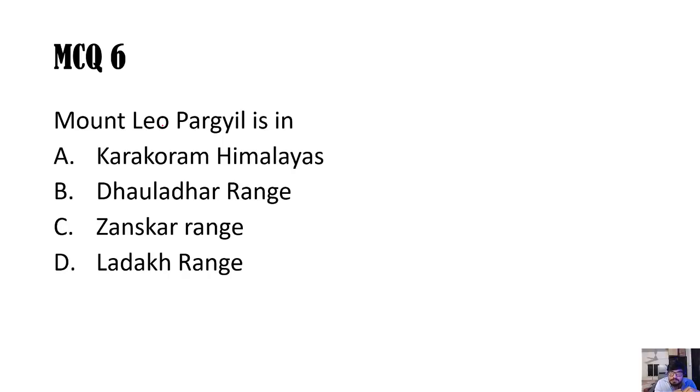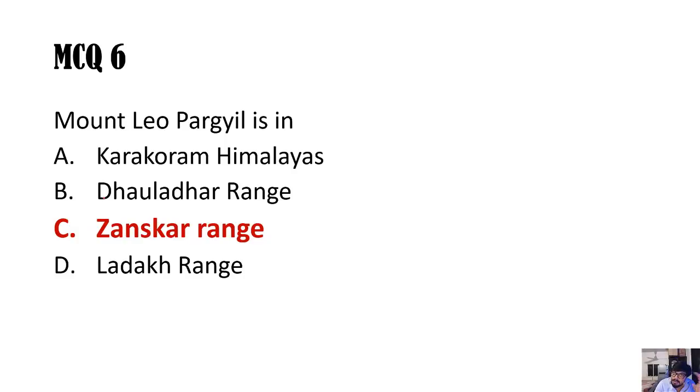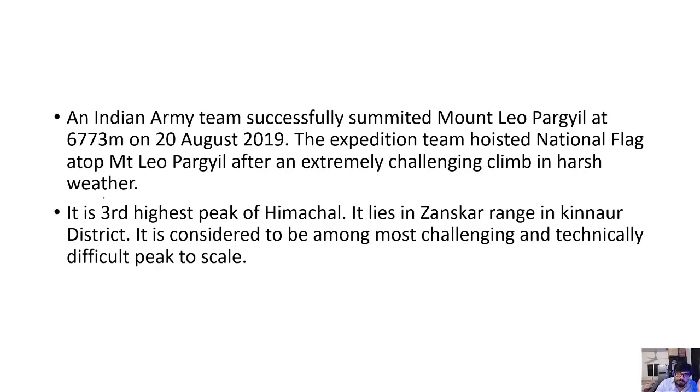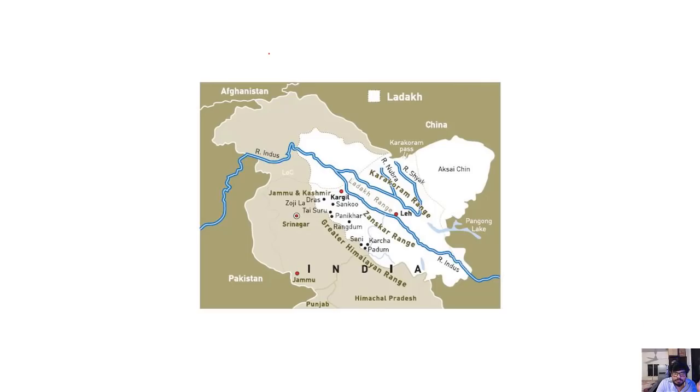Zanskar and Ladakh, these two are in the southeastern Kashmir. Between Ladakh and Zanskar, the Indus River flows, but the answer for Mount Leo Pargil is the Zanskar range, because in the Kinnaur district of Himachal Pradesh, in the Zanskar range, this mountain is located. It is the third highest mountain in Himachal Pradesh. On 20th of August, the important expedition was there, and they hoisted the national flag on Mount Leo Pargil. So that's important, and it was a challenging climb. You can see the map.